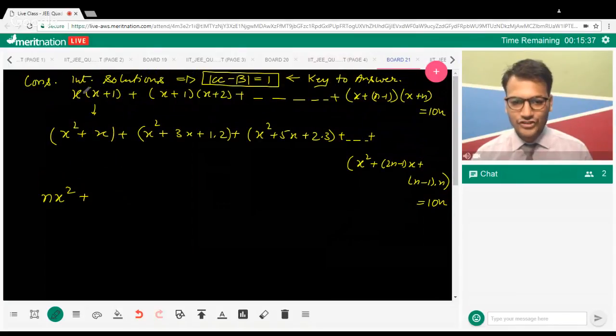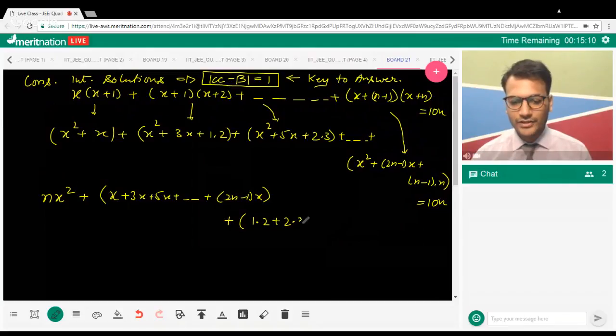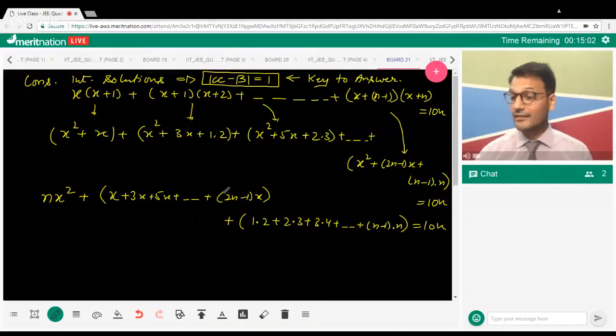see, I've just expanded these brackets. This will be the next bracket from here, and this will be the bracket out here. Just open up the bracket, that's it, right? Then if I collect all the x terms, it'll be x plus 3x plus 5x and so on up till 2n minus 1 times x, plus the constant terms, which will be 1 into 2 plus 2 into 3 plus 3 into 4 and so on up till n minus 1 times n. This is given to us as 10n. I hope this is okay with all of us. This is what the equation is primarily.